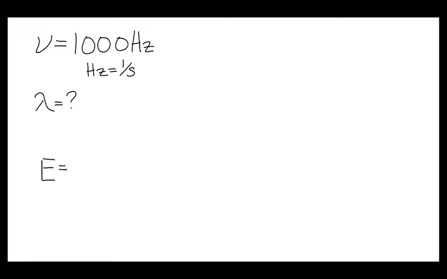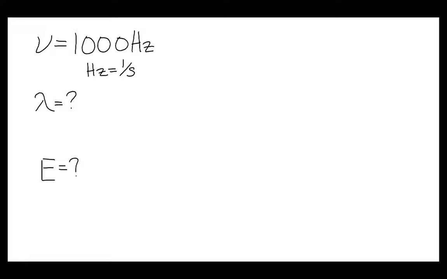In this video, we're going to calculate the wavelength and energy of a specific frequency of light. And so the frequency of light that we're going to be using in this case is 1000 hertz. And so a hertz is the same as 1/seconds or per second. And so when we calculate both lambda, which is the wavelength, and E, which is the energy, we're going to be using a few different equations.